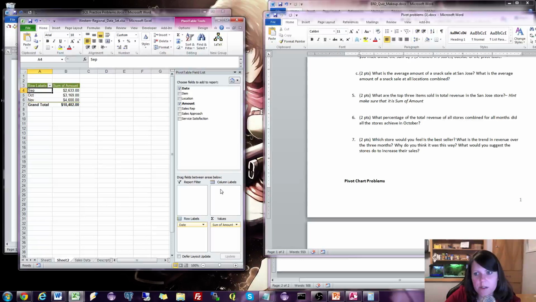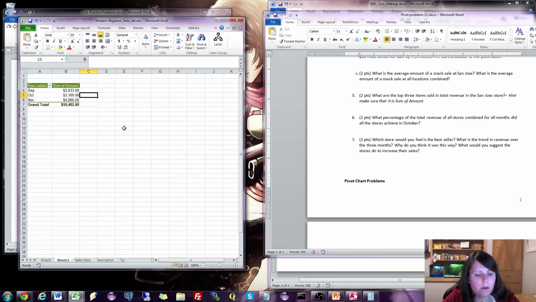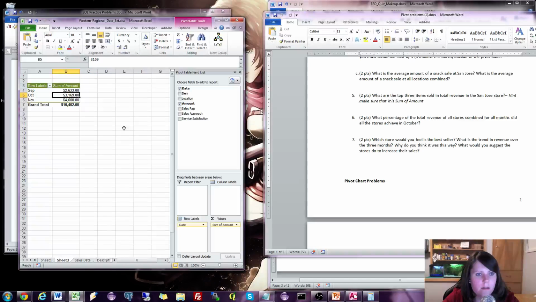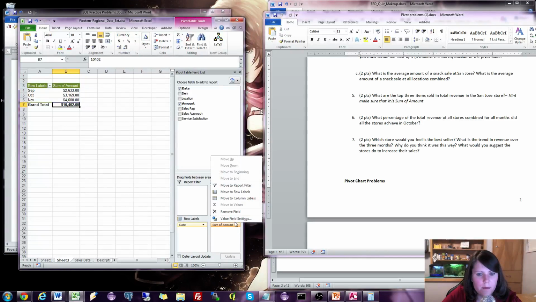So what percentage of total revenue of all stores for all months did all the stores achieve in October? Okay, so what do I want here? I want the percentage of the total revenue basically that was achieved in October. So what was the total revenue? Well, it was all three from September, October, and November added together. It's 10,402. So to get the percentage of just October, if I were doing a calculation in Excel, I would simply divide 3,169 by 10,402.